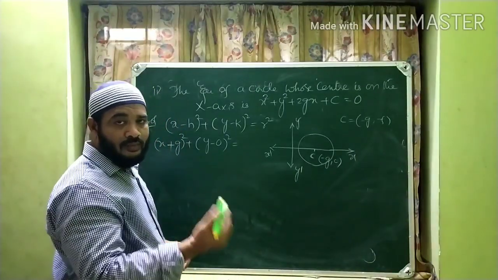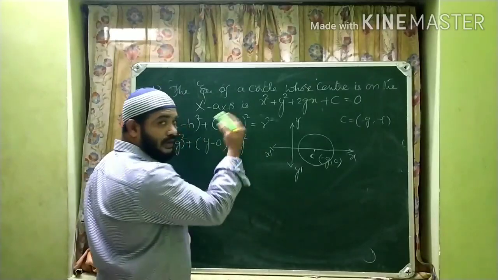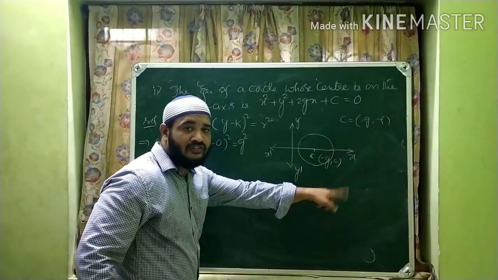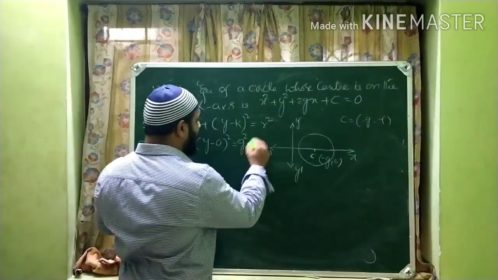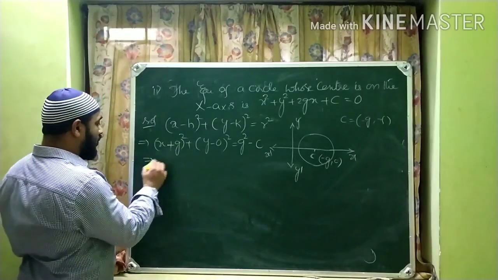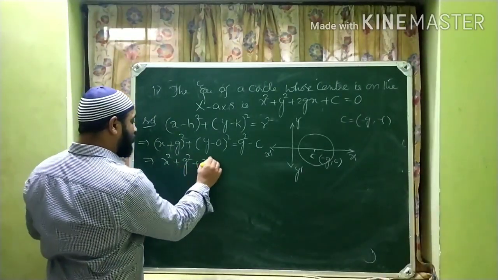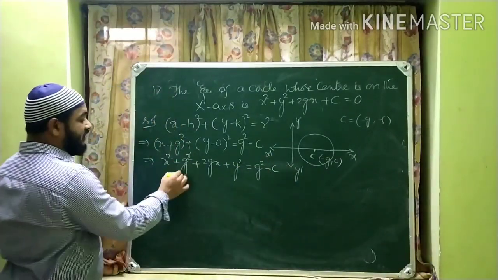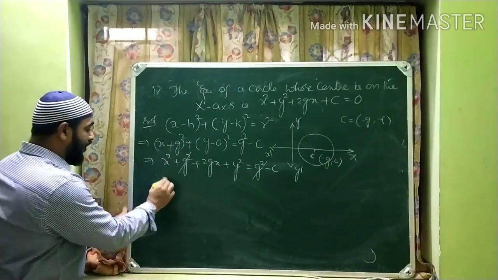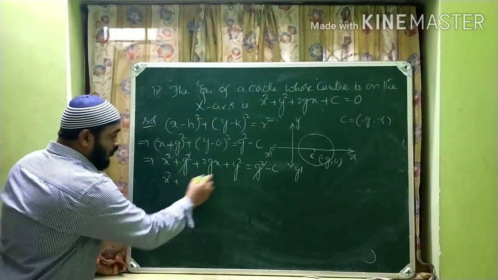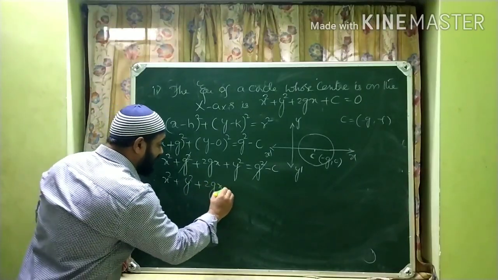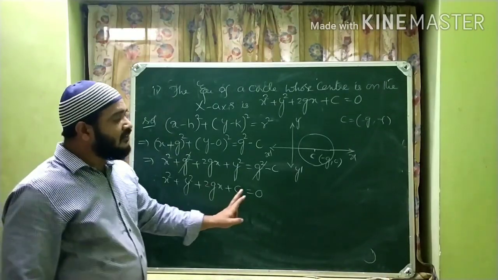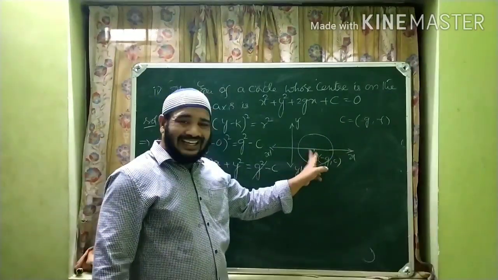Square root of g square plus f square minus c. R square is g square plus f square minus c. Here f square is again missing, since the y coordinate is missing, since the center is lying on the x-axis. So g square minus c. Now x square plus g square plus 2gx plus y square is equal to g square minus c. So g square gets cancelled on both the sides. Therefore we get x square plus y square plus 2gx plus c equals 0. So this is the equation of the circle when the center of it is lying on the x-axis.